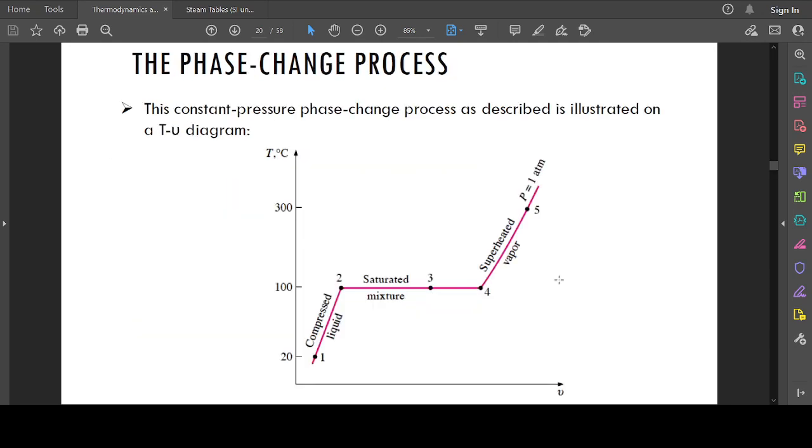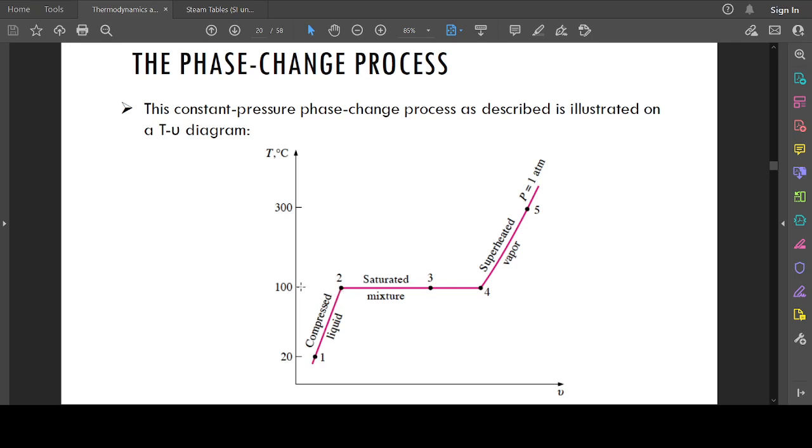So how do we represent this process on a TV diagram or a PV diagram? The constant pressure phase change of water, in this case, can be explained using this TV diagram. As you can see, at the initial stage, remember this is a constant pressure curve, so the pressure is constantly at 1 atm. At 20 degrees Celsius and 1 atm pressure, we have the compressed liquid here.